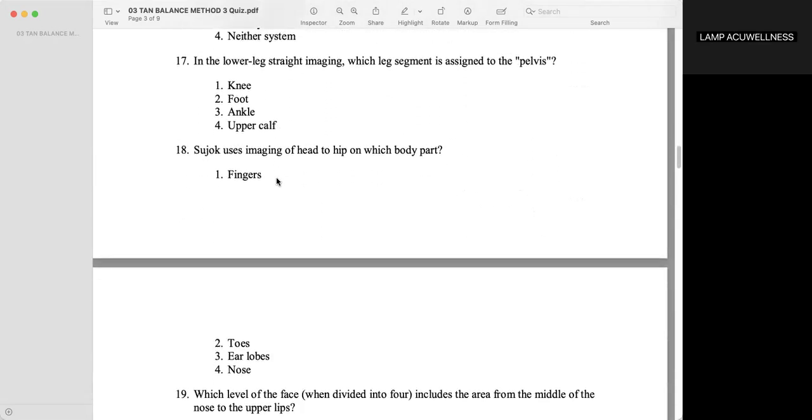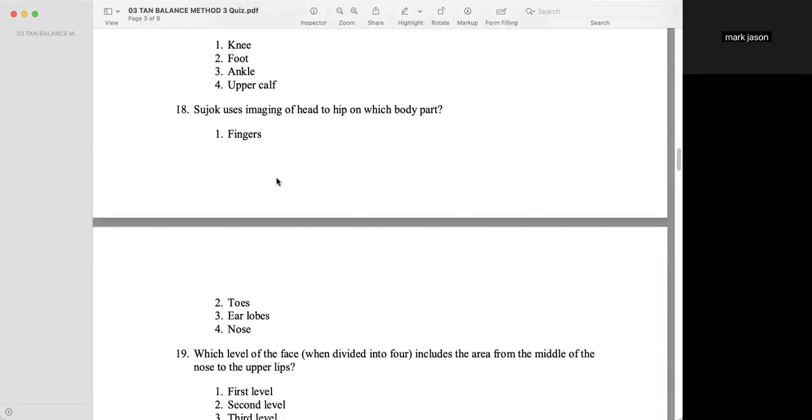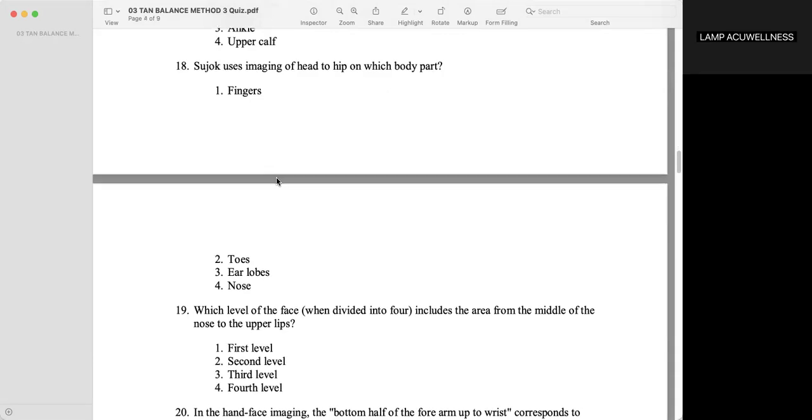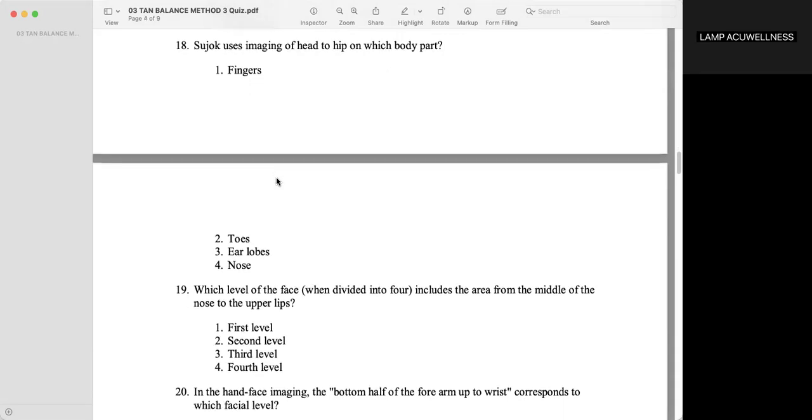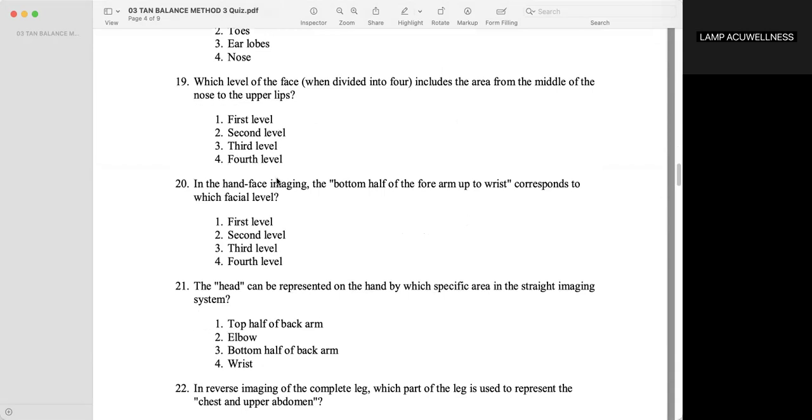In the lower leg straight imaging, which leg segment is assigned to the pelvis? Foot. Suchok uses imaging of the head to hip on which body part? The fingers. Which level of the face, when divided into 4, includes the area from the middle of the nose to the upper lip? The third level.